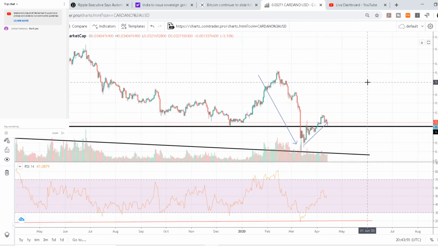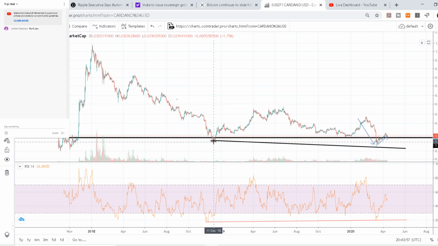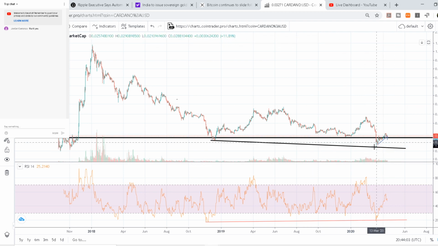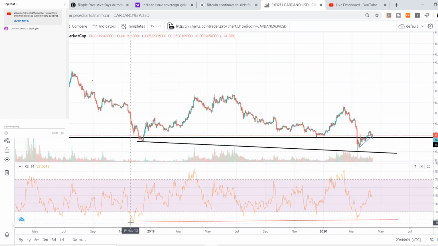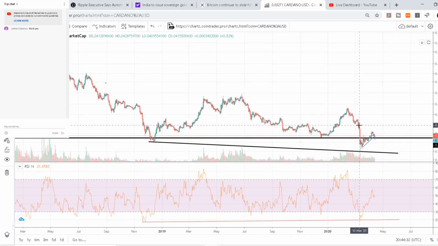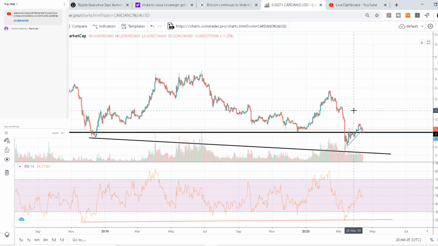Now when we say that, you have to keep in mind that this low here and this low here, in terms of price points, is a lower low. But if you look at the RSI at the bottom, for this low we got this, and for this low of 0.02074 Cardano, we got it here on RSI. So that's a higher low on RSI. Comparing the RSI and the price, that is a bullish sign that buyers are coming in and the underlying strength is building up for Cardano.